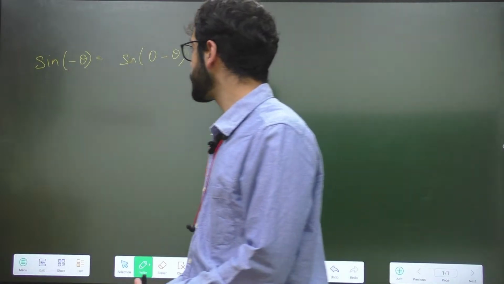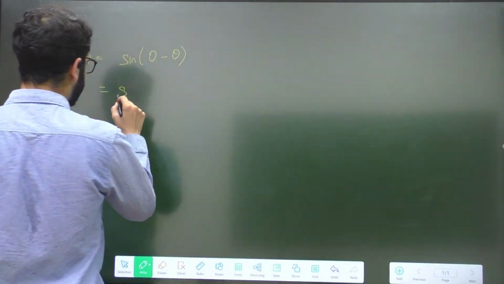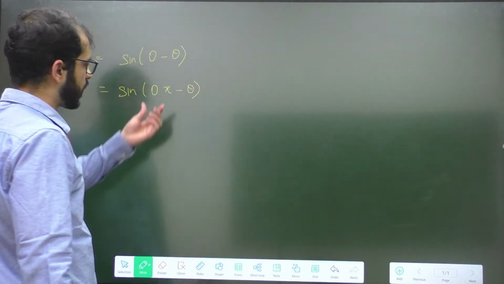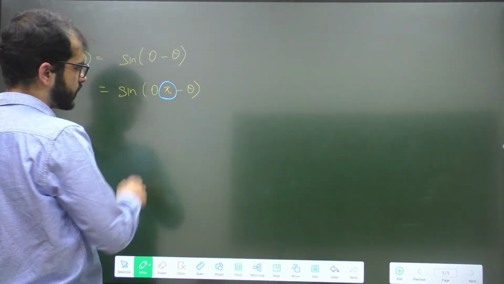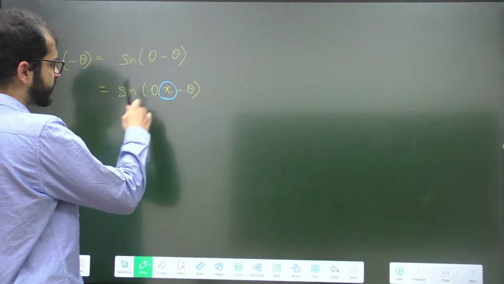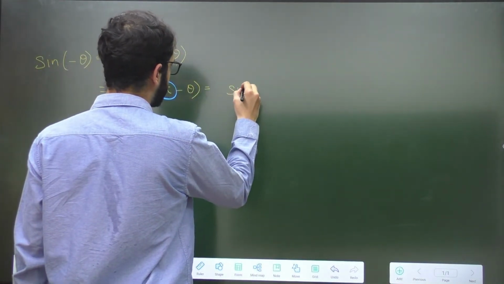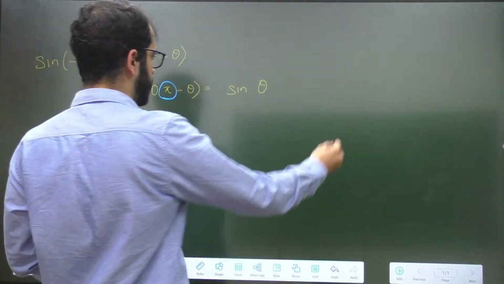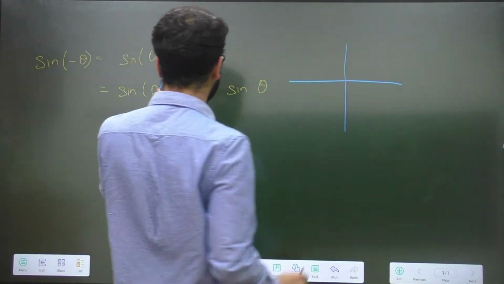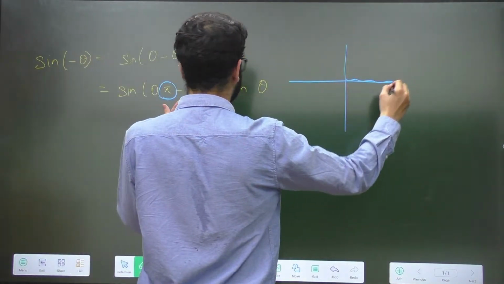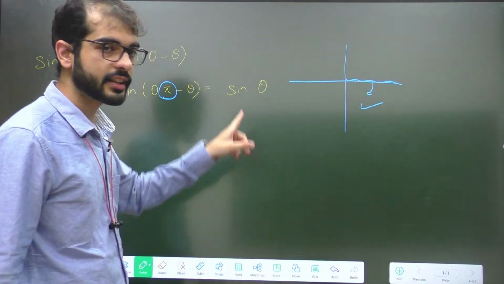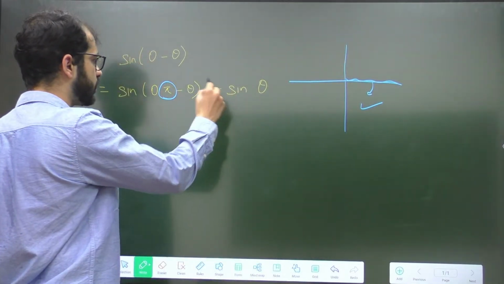If they both refer to the same line, I can say 0 can be written as 0 into pi minus theta. So now this is a multiple of pi. Since it's a multiple of pi, sine will remain sine. I'm going to write sine over here, theta. Now let's observe the signs. If I'm talking about 0 into pi, that is the positive x-axis. Minus theta brings me to the fourth quadrant. In the fourth quadrant, sine is negative, so I'll put a minus sign.